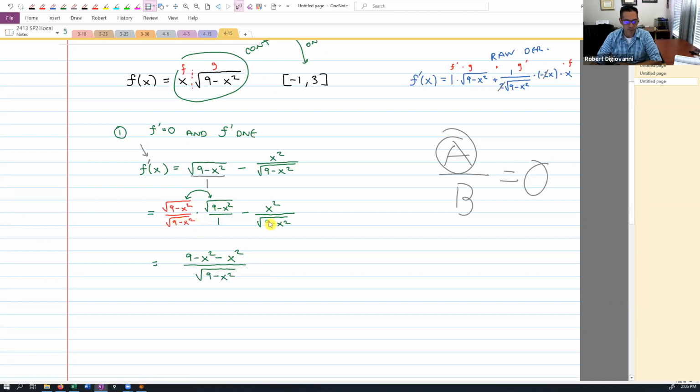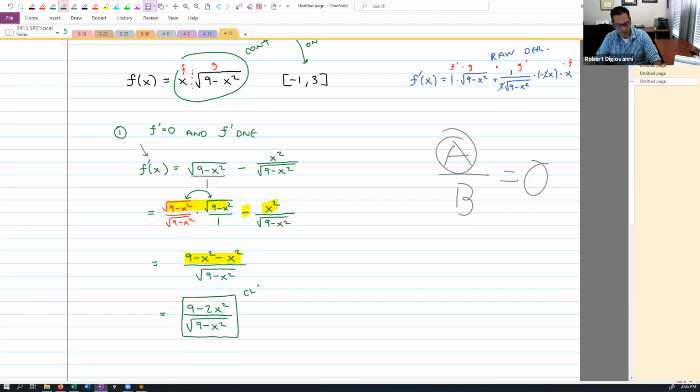Right, because they both have the same denominator. So all we do is we just put whatever this becomes minus that, we put that on top, that's all of this. And then the denominator is just common. And I'll go one more step. This is 9 minus 2x squared over square root of 9 minus x squared. And there is a pretty nice clean version of the derivative, right?